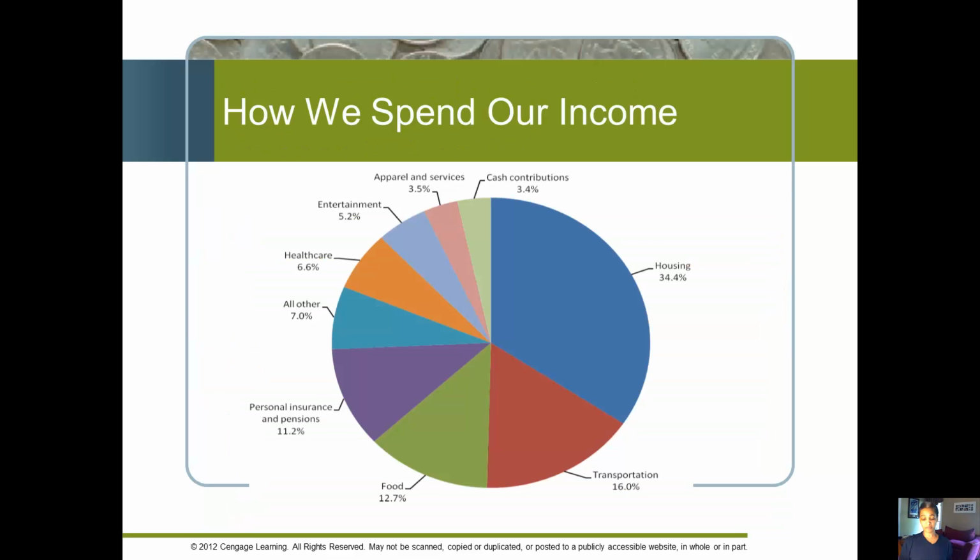So where do most people spend their cash? The biggest chunk typically goes towards housing, and then transportation and food. And then after that, it varies a little bit, but you can see what the major categories are.